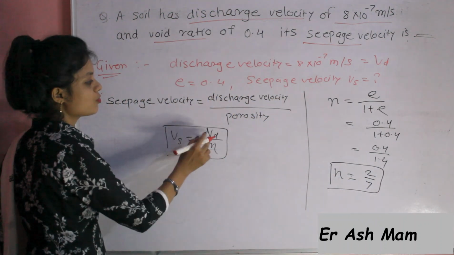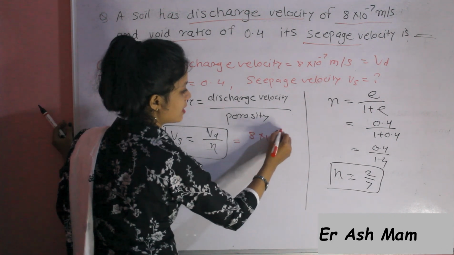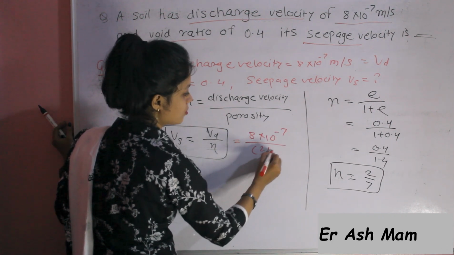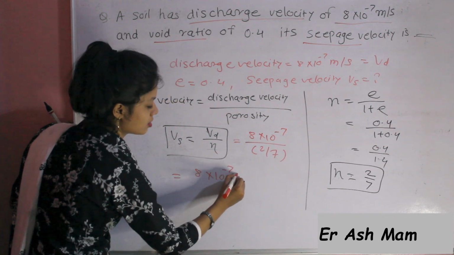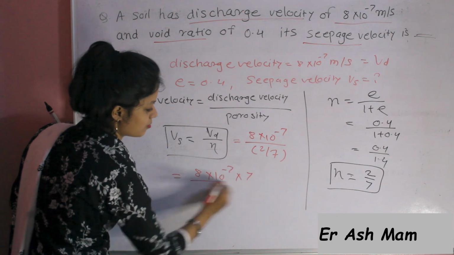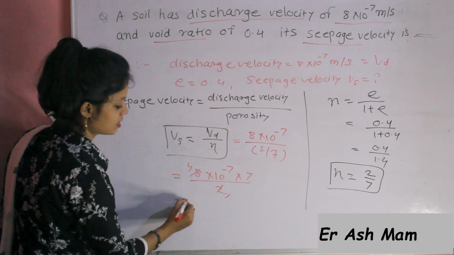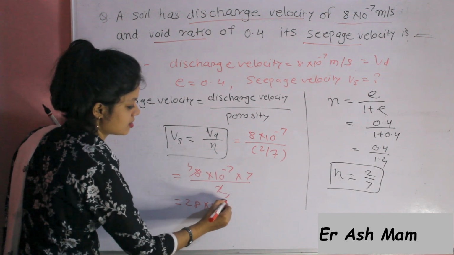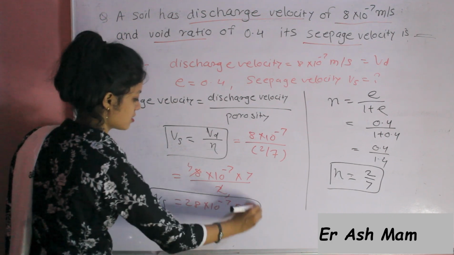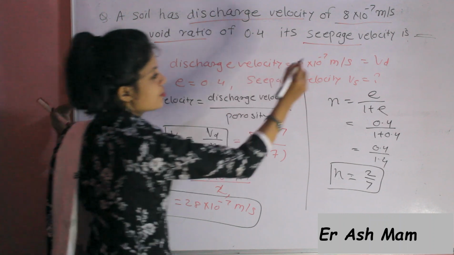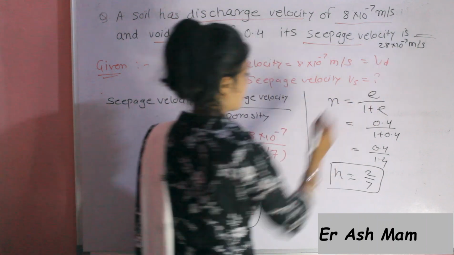Substitute value of N here. We know that discharge velocity equal to 8 into 10 raised to minus 7 upon 2 upon 7, equal to 8 into 10 raised to minus 7 into 7 upon 2. 2, 4s are 8, 7 4s are 28, into 10 raised to minus 7 meter per second. Therefore, seepage velocity equal to 28 into 10 raised to minus 7 meter per second.